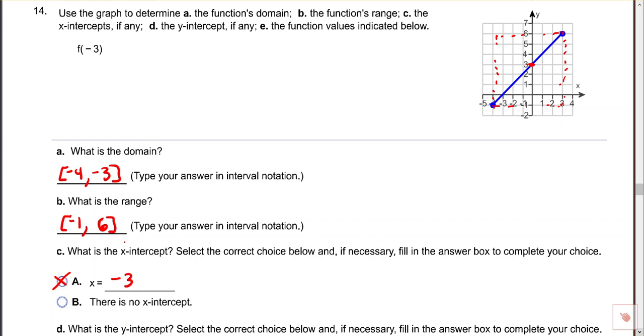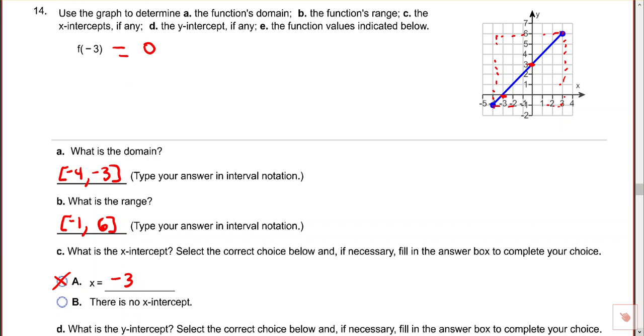And then last but not least, it says, what is f of -3? So remember, if it's in the parentheses, it's asking when x is -3, what is the value of y? So if I go to -3 on my x-axis, I get right here, and I see that the value of y is that x-intercept. So the value of y is 0.